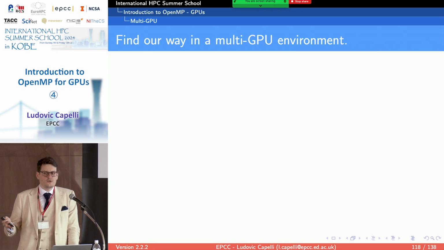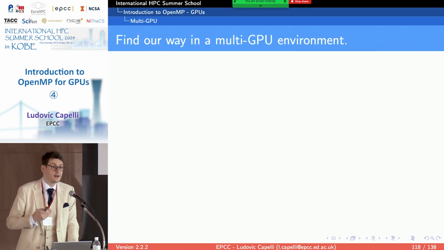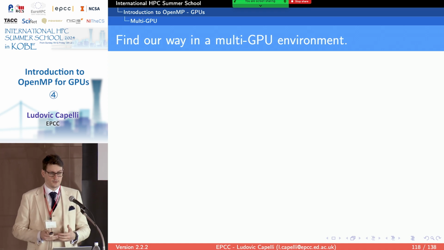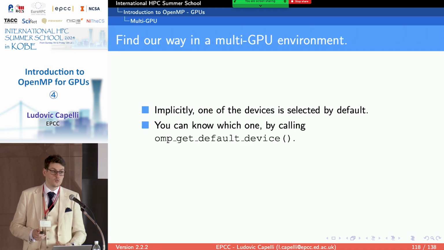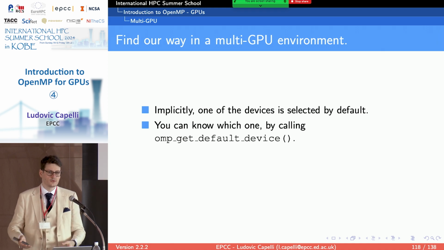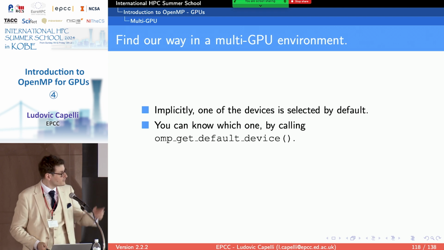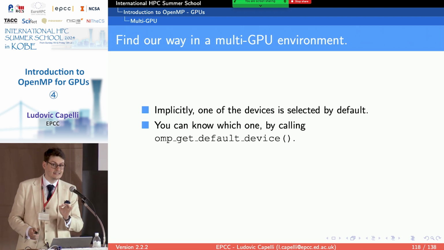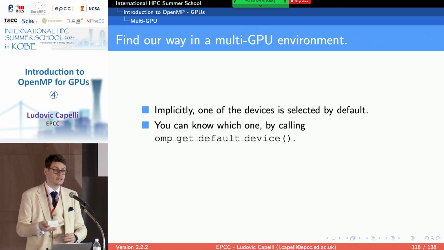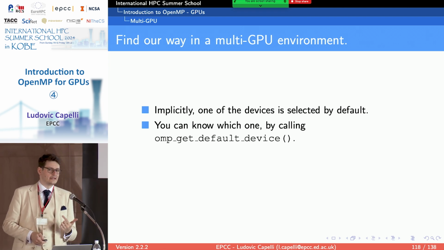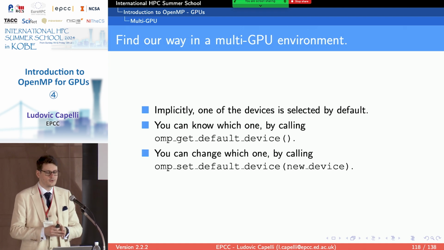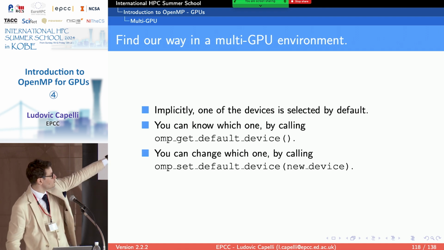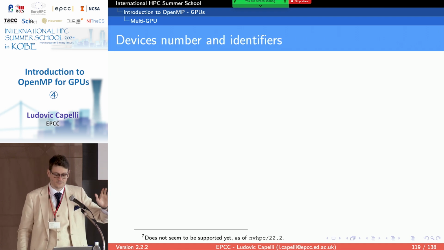So you may say, yeah, but how do I even do this? The way it works is, by default, one of the devices, so one of the GPUs in this case, is selected. You can check which one is selected. The GPUs are assigned identifiers like teams, like threads, so 0, 1, 2, 3, and so on. So by calling omp_get_default_device, you'll get the ID of that default GPU that all your targets go to. If you can get it, you can change it. So if you want all your next targets to go to a different GPU, you just change the default device and you're good to go.